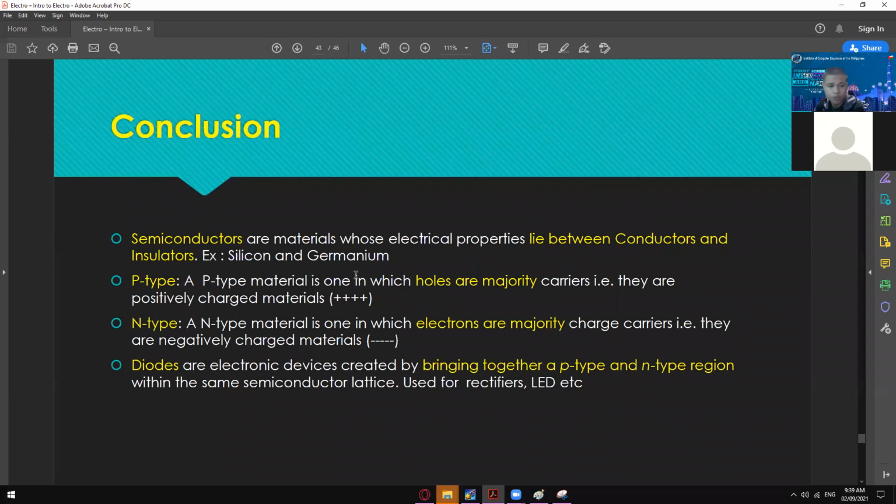And then here's the conclusion. Semiconductors are materials whose electrical properties lie between conductors and insulators, for example silicon and germanium. For the p-type, again, it has more holes, and the n-type has more electrons. And diodes are electronic devices created by bringing together a p-type and an n-type material.